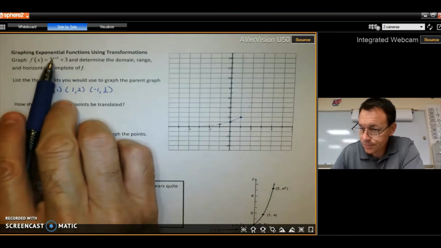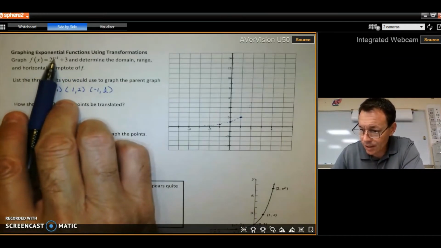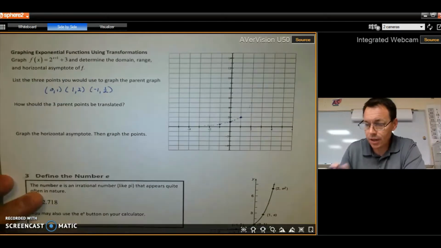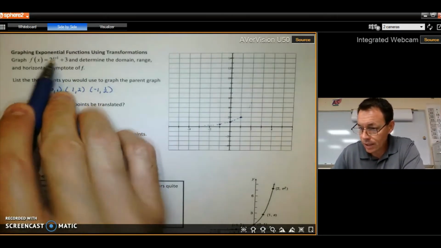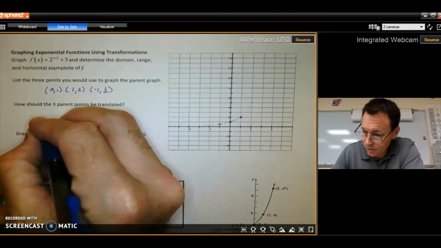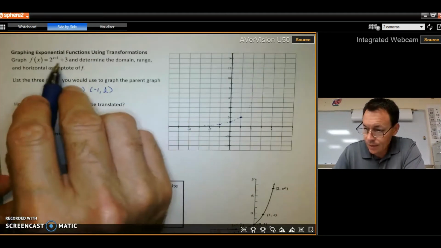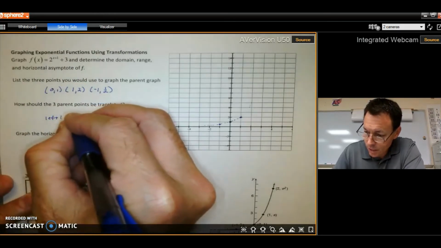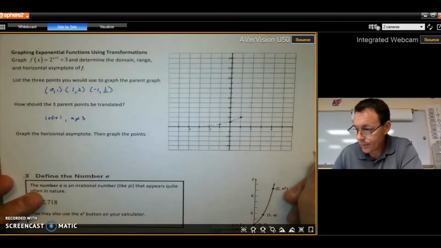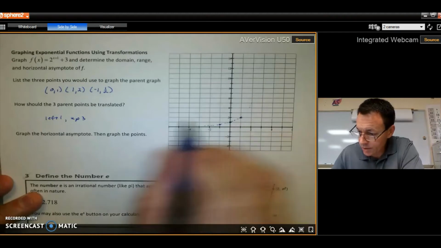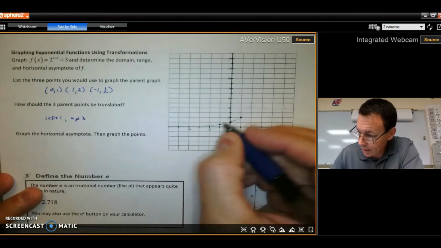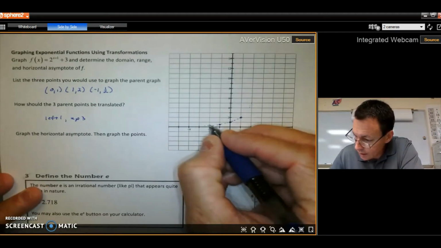Okay, so remember, anything that's connected to your x is going to affect your graph horizontally, and it's the opposite of how you think. So that little +1 right there is going to make us go left 1, and then the +3 is going to make us go up 3. So I'm going to take each of these points and do that. I'm going to go left 1, and then I'm going to go up.